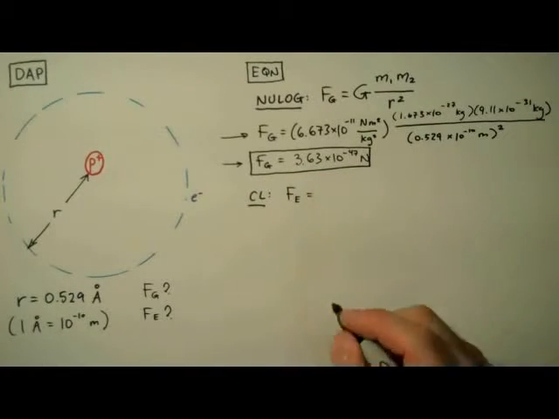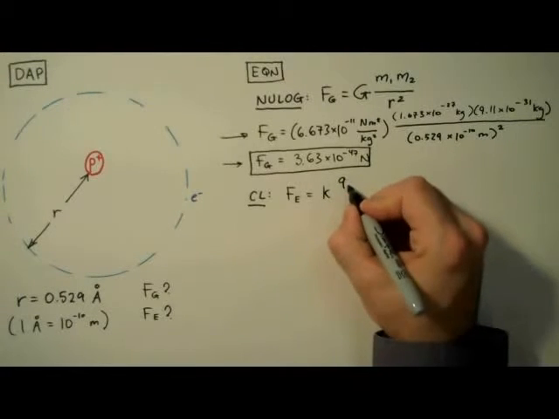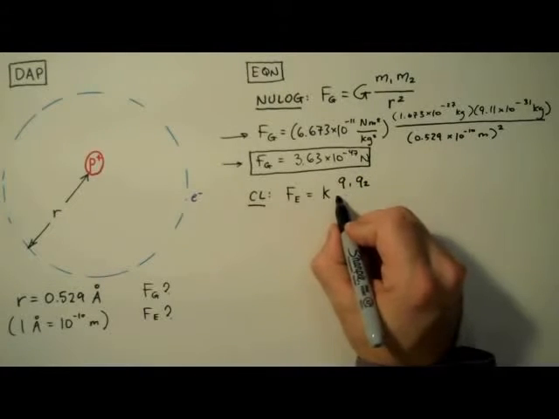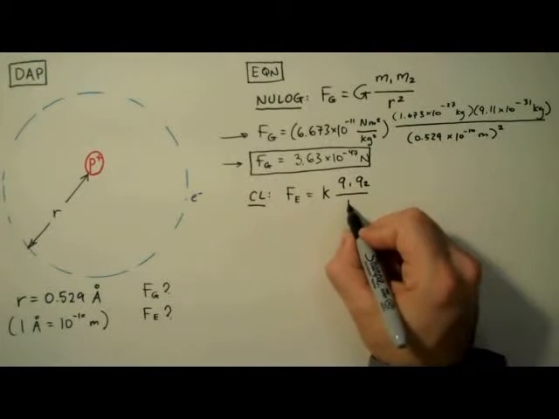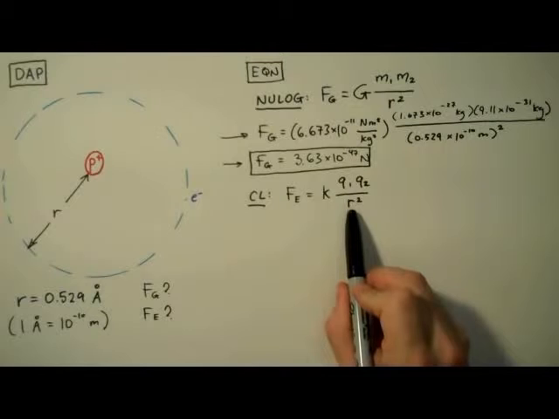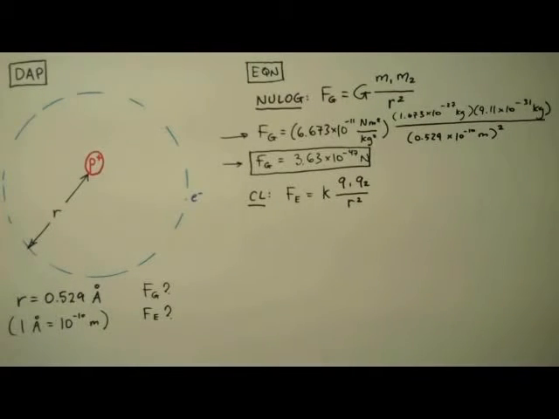Coulomb's law states that the electric force is equal to k, Coulomb's constant, times q1, the charge on body 1, times q2, the charge on body 2, divided by r squared, the radial distance between those two bodies. Again, we have a factor of r squared in the denominator, which indicates that Coulomb's law is an inverse square law, just like Newton's law.